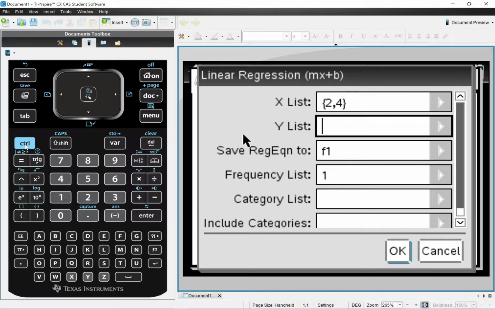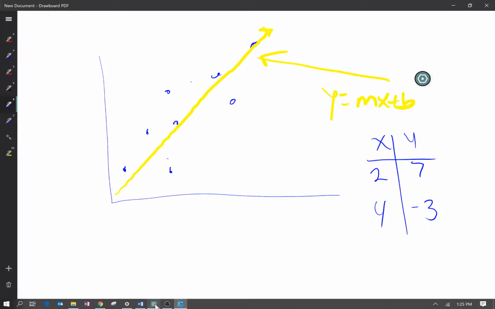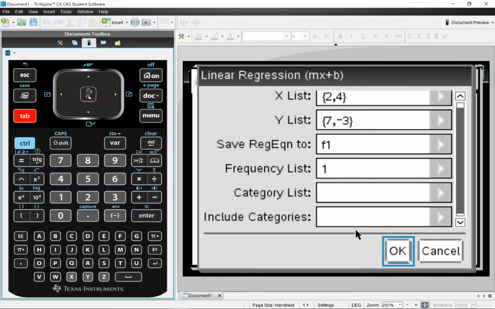Then you're going to open up another set, control parenthesis, which is the bracket. So we used 2, 4, and we used what? 7 and -3. 7, comma, -3. Then you're going to scroll all the way down until you get to OK. You can hit Tab, and if you hit Tab, it will take you through them. So keep hitting Tab, then hit OK.